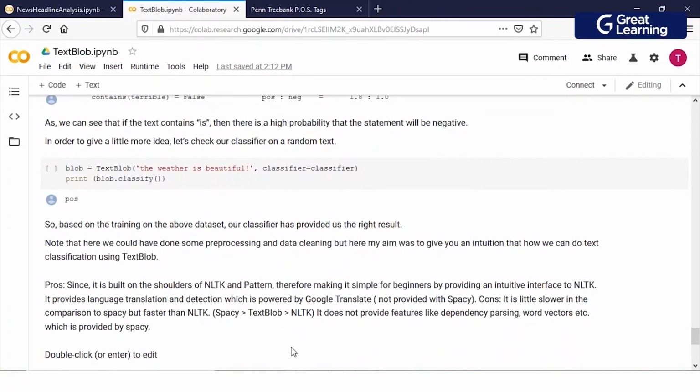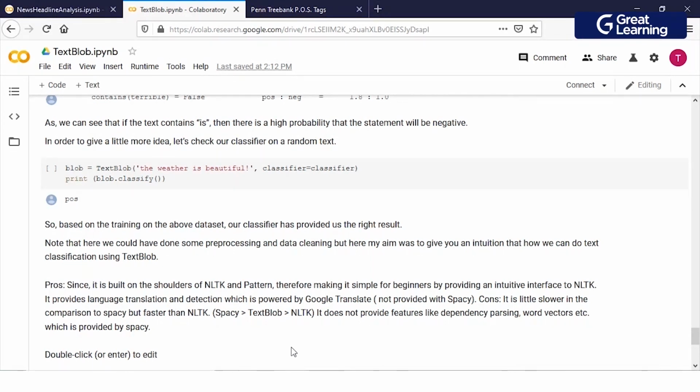So you can see the pros and cons of some of the things which I do. NLTK and Pattern therefore make it simpler for beginners by providing an intuitive interface to NLTK. NLTK is a lot more complicated. Language translation detection is powered by Google Translate, not provided by spaCy. It is a lot slower compared to spaCy, but faster than NLTK. It does not provide feature dependency, parsing, word to vector, etc.